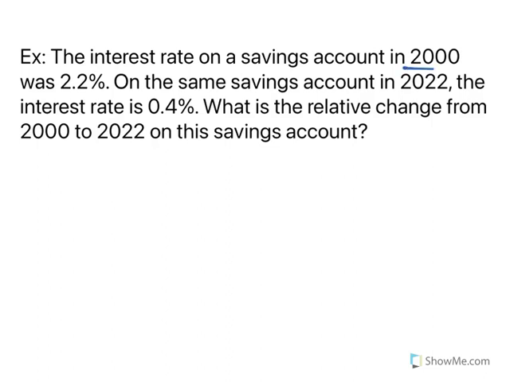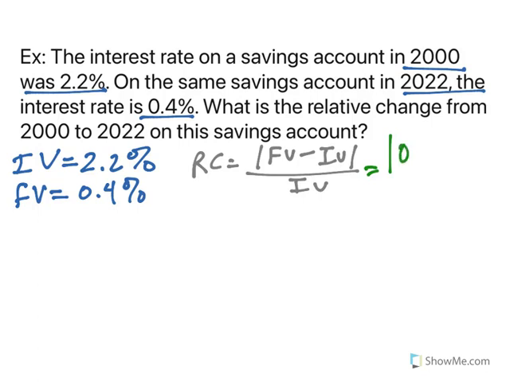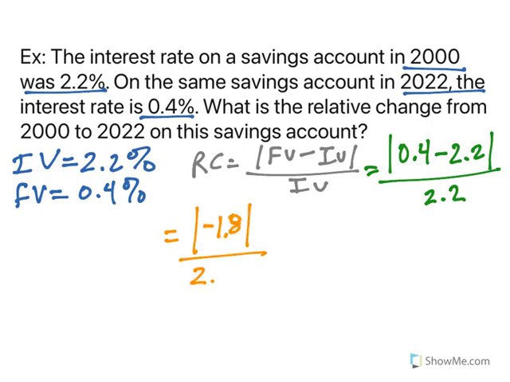Okay, so first things first, in 2000 it was 2.2, so that's the initial value. In 2022, it was 0.4, so that's the final value. All right, to find the relative change. So relative change is final value minus initial value all over the initial value. So let's plug in what we know. Absolute value of 0.4 minus 2.2 all over 2.2. Okay, so we simplify in the numerator. That gives us absolute value of negative 1.8 over 2.2.